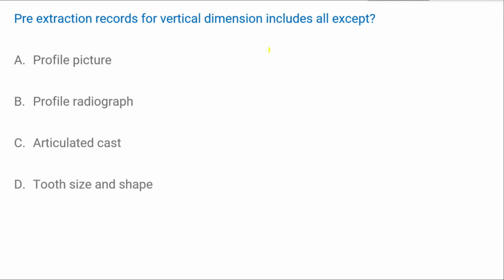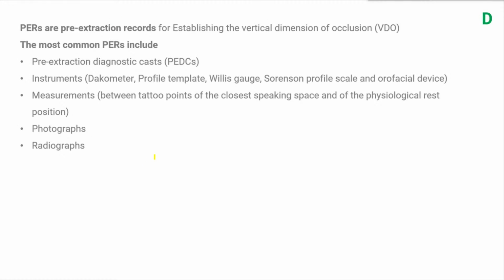Wherein pre-extraction records for vertical dimension include all, except what? What do you consider for pre-extraction records? This is a direct question, but what do you consider for VD? Is it profile picture, profile radiograph, articulated cast? I think most of you would have answered this correctly. The answer is tooth size and shape. Pre-extraction records are PERs.